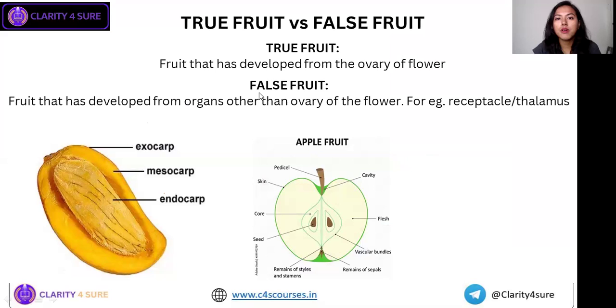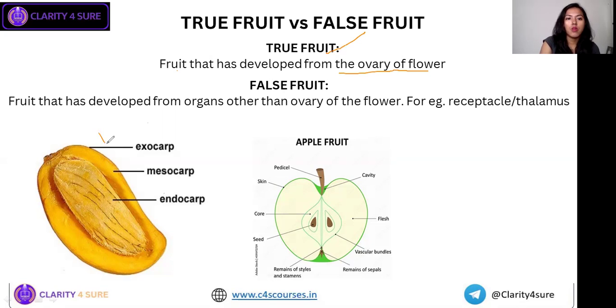So now we'll see true fruit versus false fruit. As I was saying while talking about the botanical definition of fruit, we've seen that the fruit develops from the ovary of the flower, right? The fruit develops from where? From the ovary of the flower. So if the fruit develops from the ovary of the flower, then such kinds of fruits are called what? True fruit.